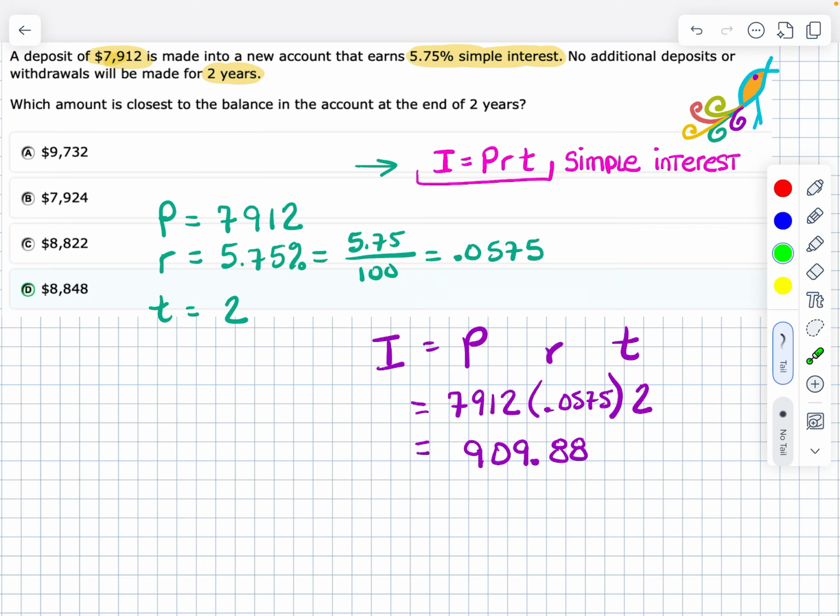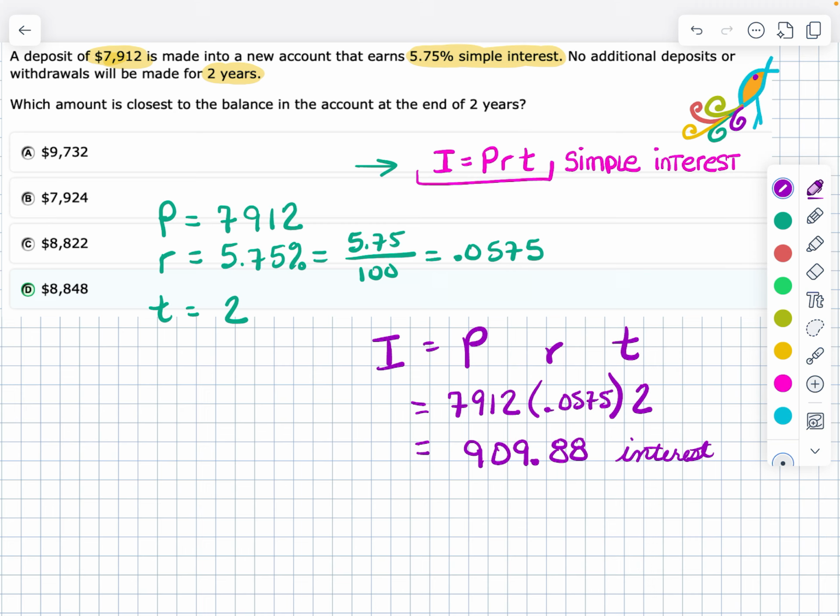Okay? And I've mentioned this before. Sometimes if you get an answer, the answer is going to be sitting over here, even if it's really not the final answer that you're looking for. They didn't do that in this case. However, I just want to point it out. It is a possibility. So this just tells us what our interest is after 2 years, but we want to know what's the total amount that we have in the bank.